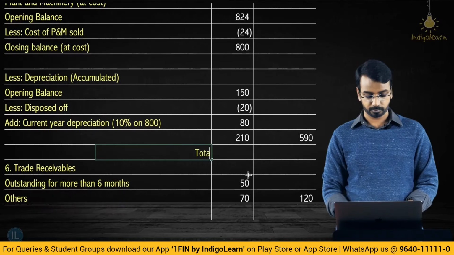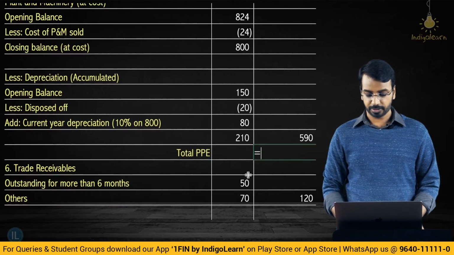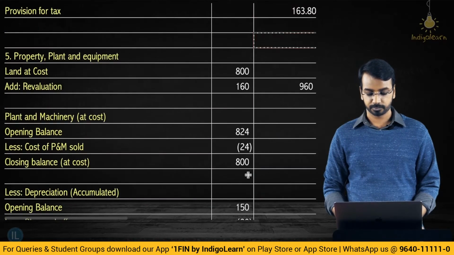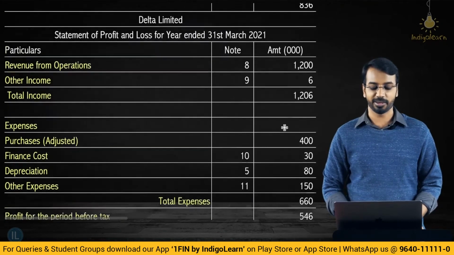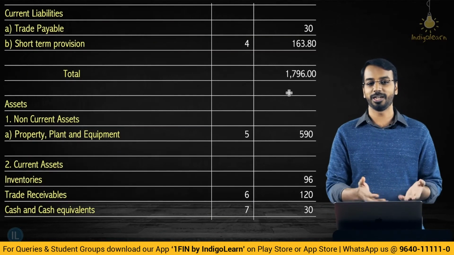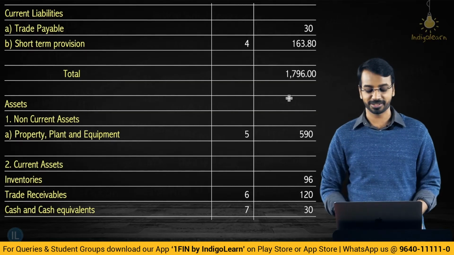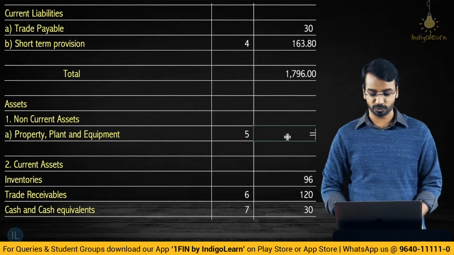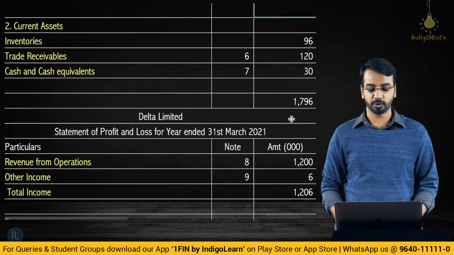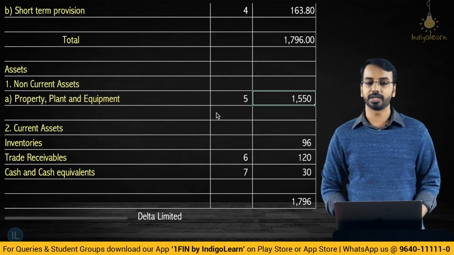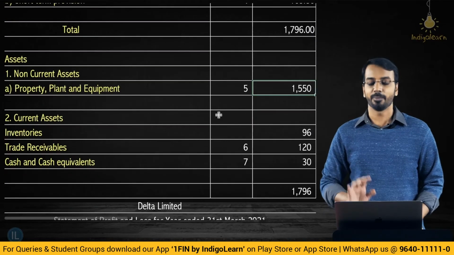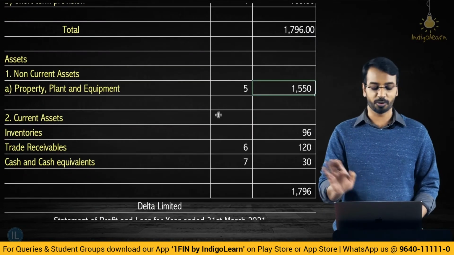So 590 plus 960, which is 1550. Okay, so don't make those mistakes in the examination. While teaching also we can make mistakes, while doing in practical life also we can make mistakes. So don't make those mistakes in the examination. This should be 1550. Okay, so you get 1796 and 1796 in the balance sheet. So you get 1796 here also 1796. Balance sheet ultimately will be tallied. There is no problem. Okay.